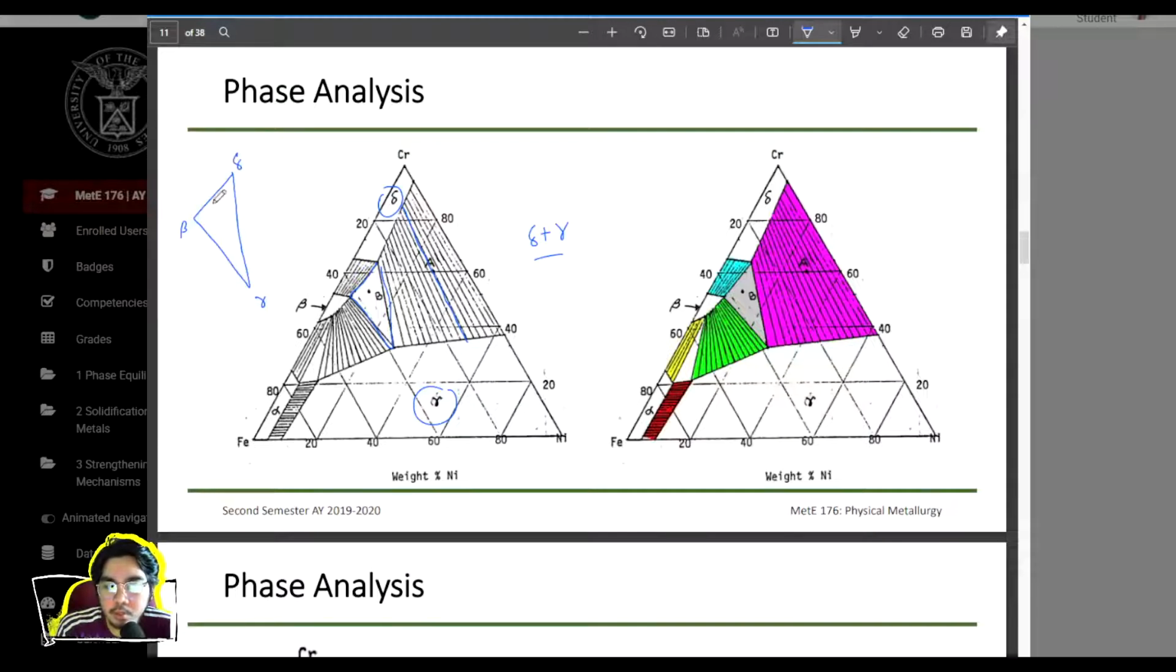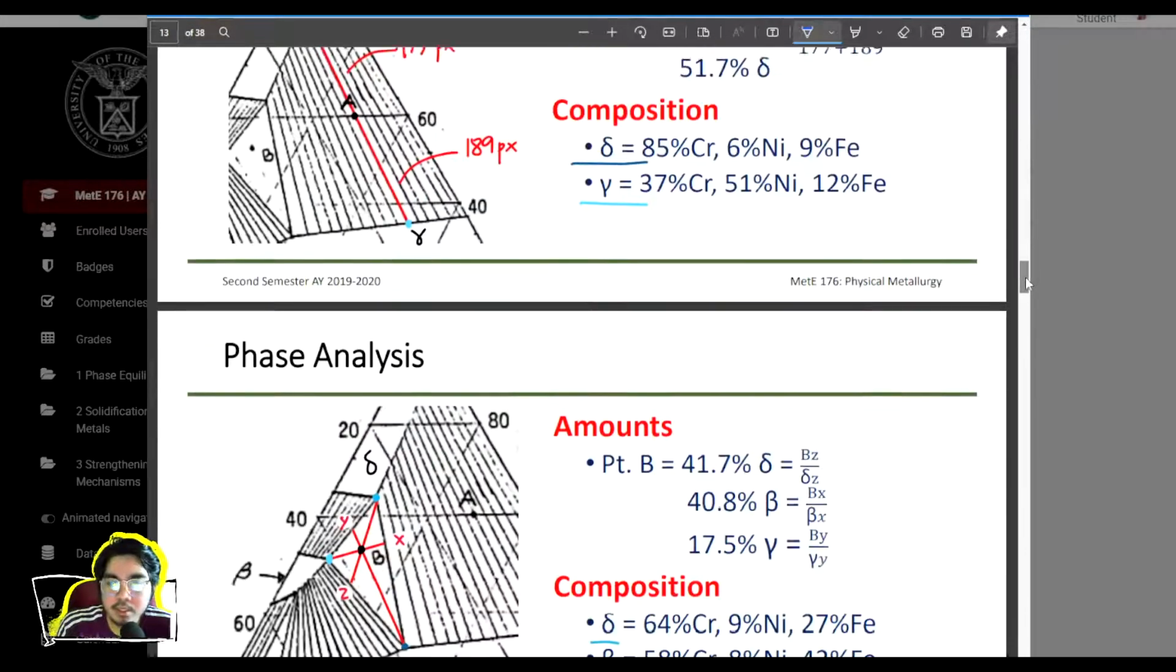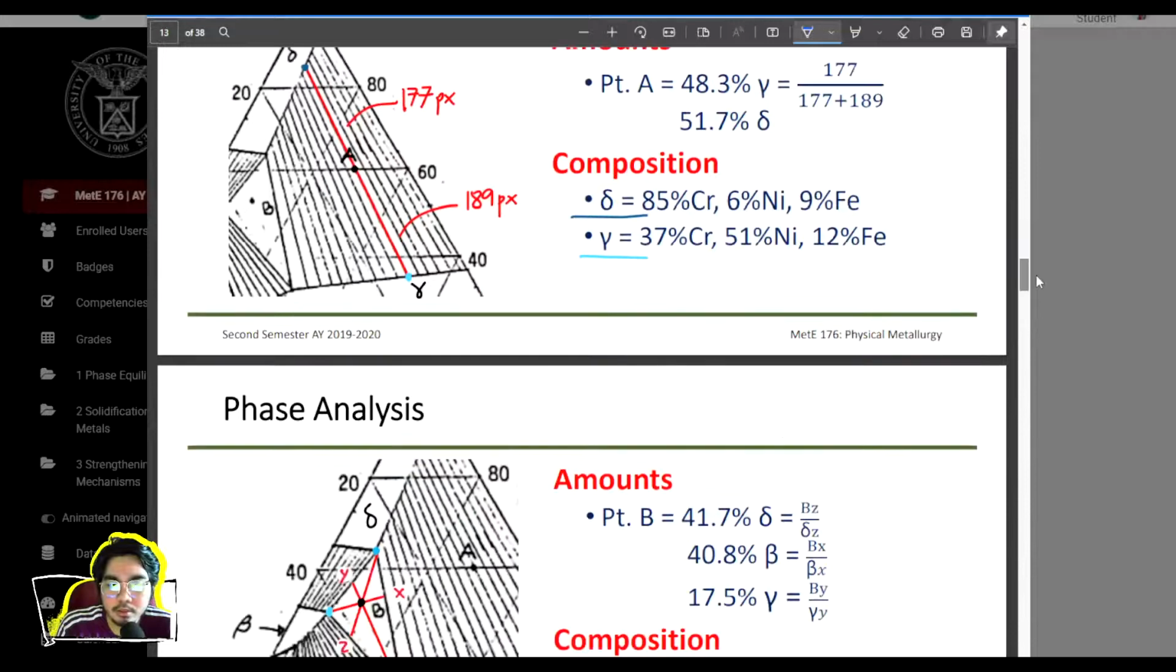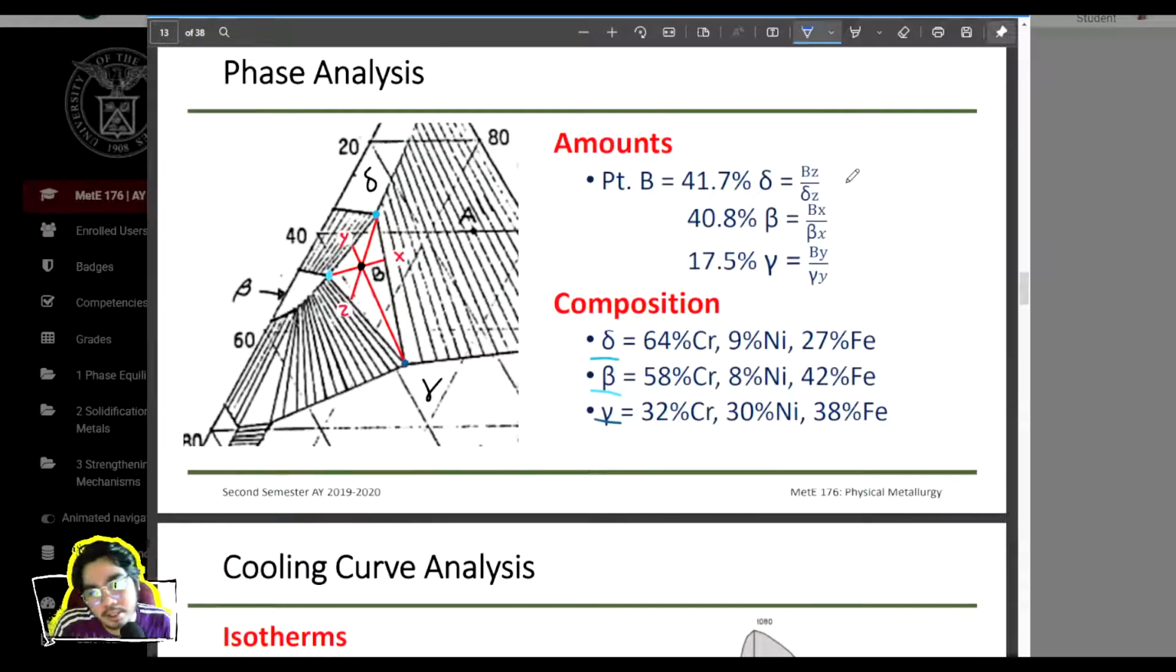So if you want to get a specific point, for example this B, then you need to use the gravity rule, and the gravity rule is given by this equation. This is the gravity rule. The X is the component, for example we want to find delta, and a point B is just equal to BZ over gamma Z.